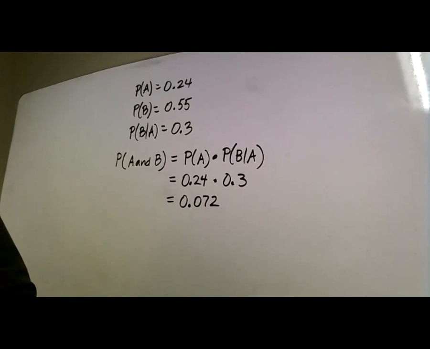0.072 would be the answer for that, for the probability of A and B. All right, any questions about problem number 15?